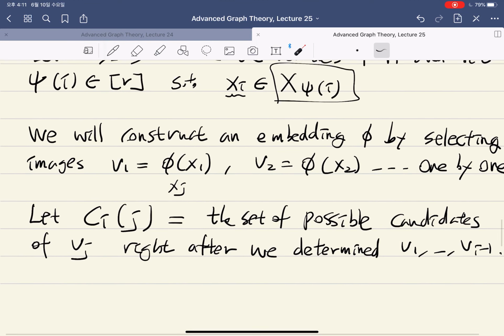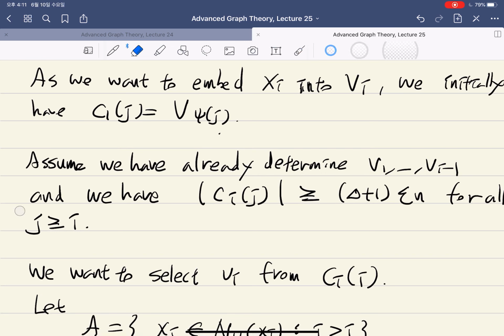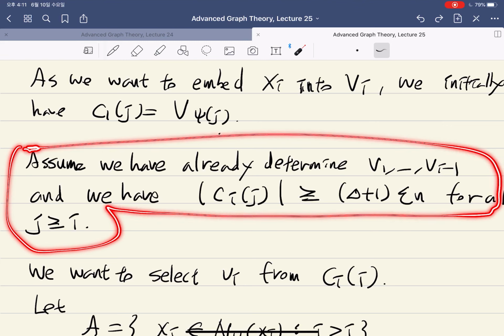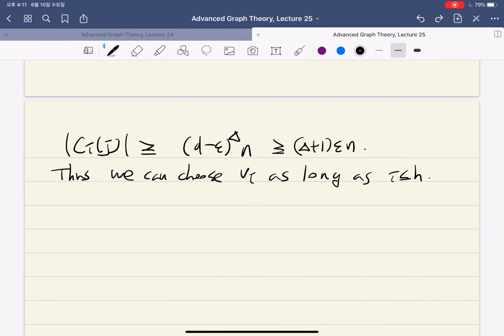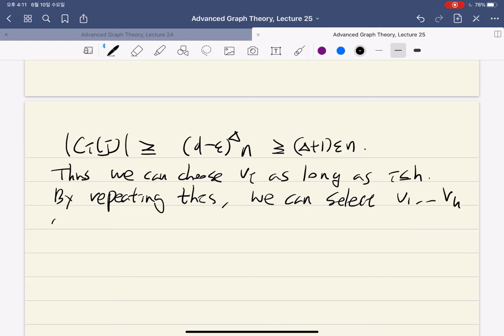So what was the condition that we assumed? We assumed that we have embedded the vertices so that for all unembedded ones, each candidate set has size at least delta plus 1 times epsilon n. And then we embedded one more, and this is still true. So we can keep embedding one more and one more while keeping the condition true. So by repeating this, we can select v_1 to v_h, and this yields a desired embedding.